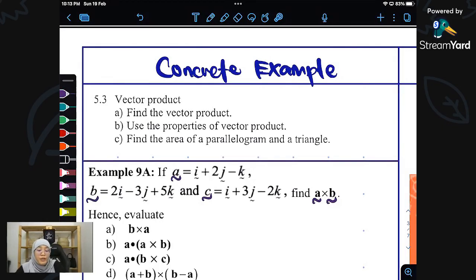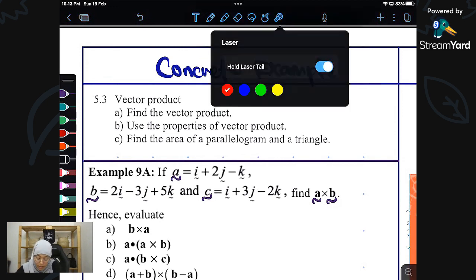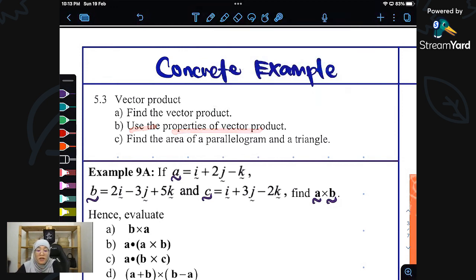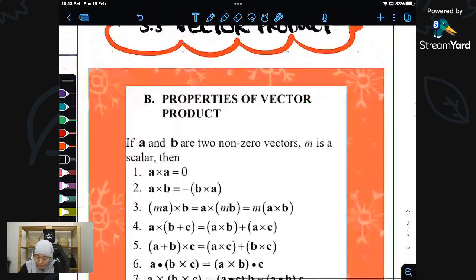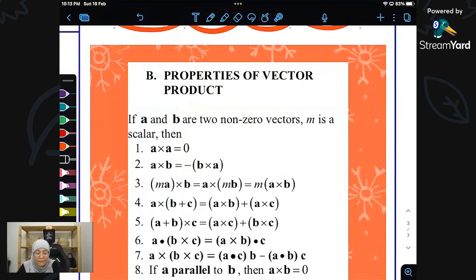Right, let's continue to the next learning objective, which is use the properties of vector product. Please bear in mind that the properties of the vector product 5.3 is not the same as the 5.2 scalar product. For example, let me show you. The biggest difference I can show you here is the second property: when A cross B, it is going to be negative B cross A.